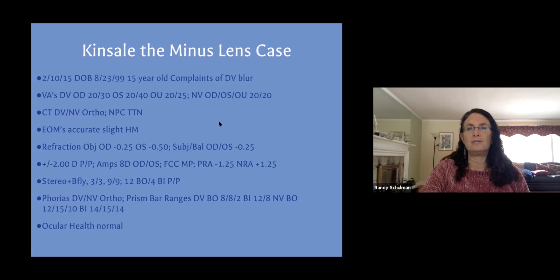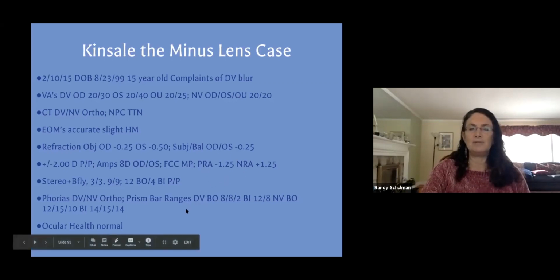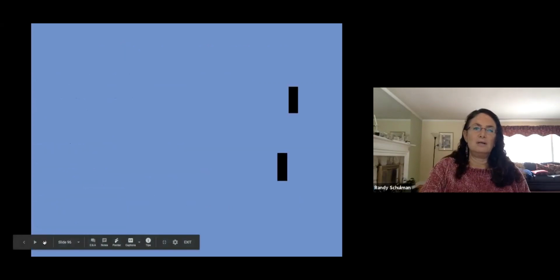But I'm going to go over this case because this is a very typical minus lens case. So a 15-year-old complaining of distance vision blur, and monocularly it's pretty blurry. Binocularly she's still getting 20/25, and she's really only taking about a -1.25. Amps were decent, NRA a little reduced, stereo good, and then generally reduced ranges and recoveries at distance, a little better at near. So what did we do?